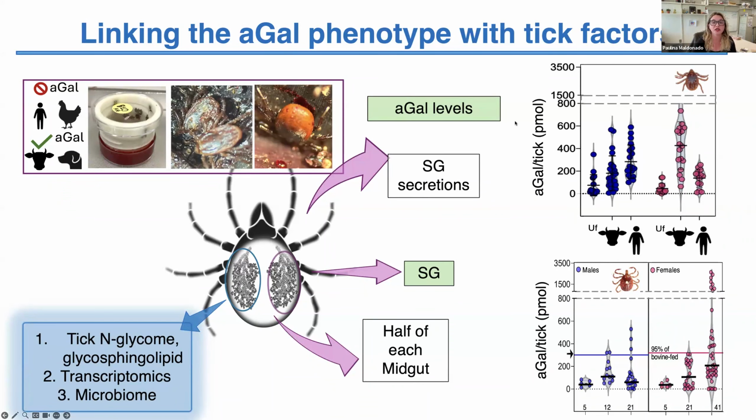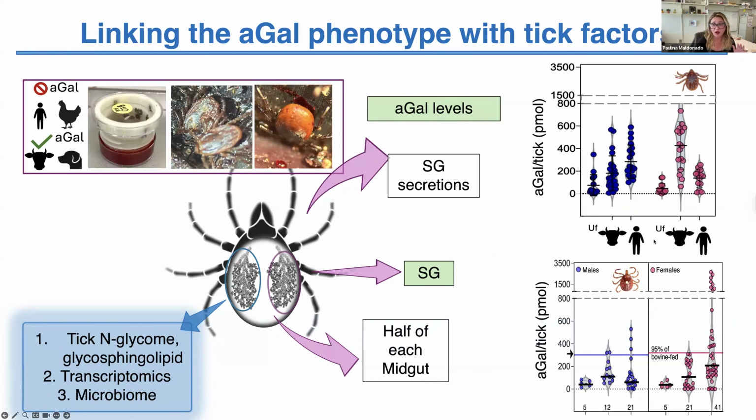The other thing we want to test is transcriptomics and microbiome. Because we already have the quantified phenotype and we are saving the other salivary gland, we want to use the other salivary gland pair to see if the alpha-gal phenotype correlates with any microbiome changes or any particular genes for the production of alpha-gal.